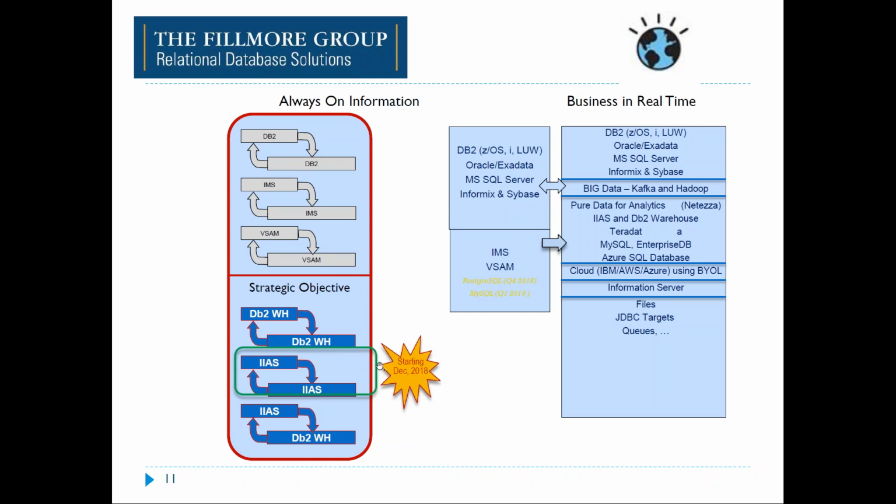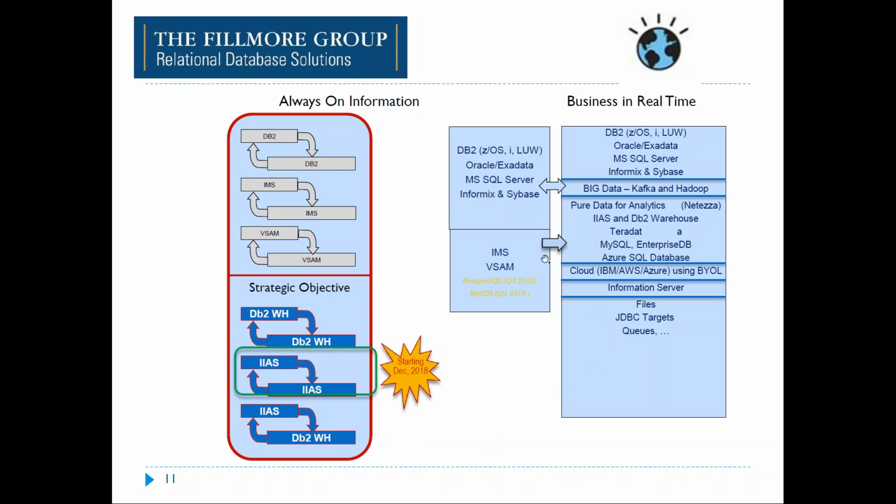Starting in December 2018, which has already passed, IBM has delivered today the IBM Integrated Analytics System, which we're going to talk a little bit more about later, the replacement for what used to be called the Pure Data System for Analytics, the PDA, the Netezza formatted data appliance. IIAS is now available today, and the strategic objective is for DB2 Warehouse to replicate to itself and also between the IIAS and DB2 Warehouse. So for the purposes of always on information, active, always available, those are the things that are happening now.